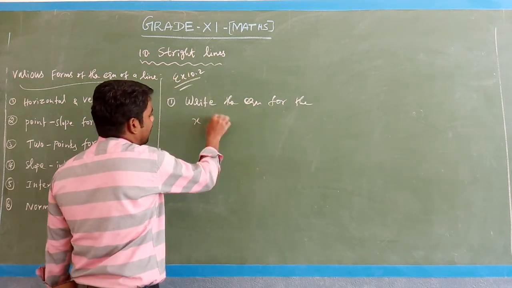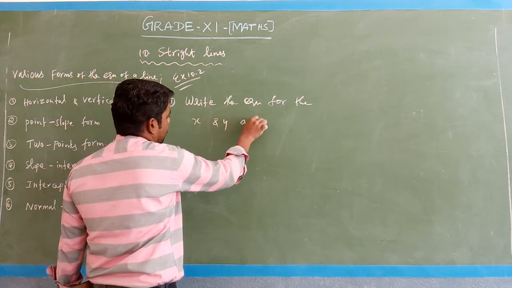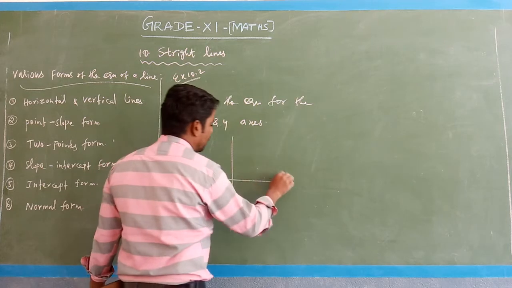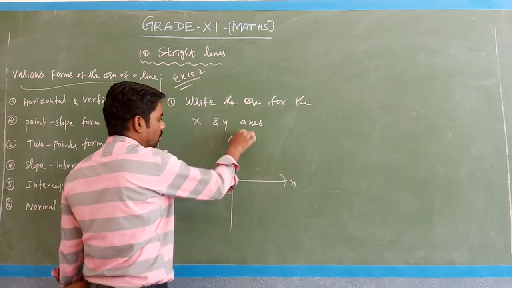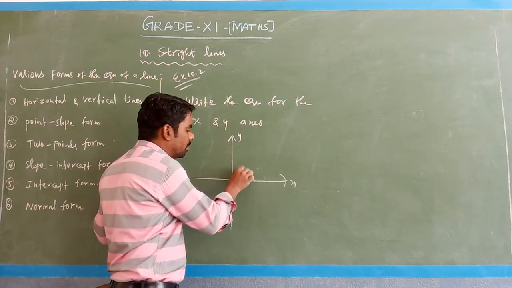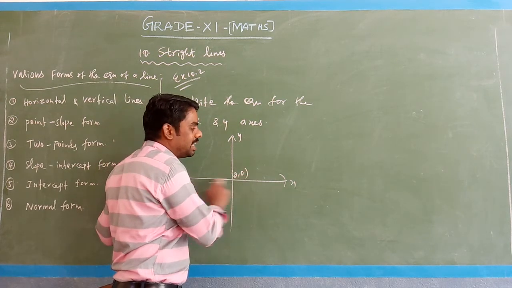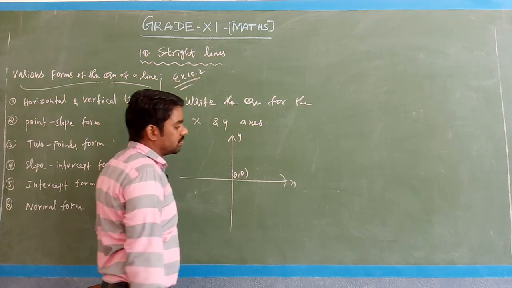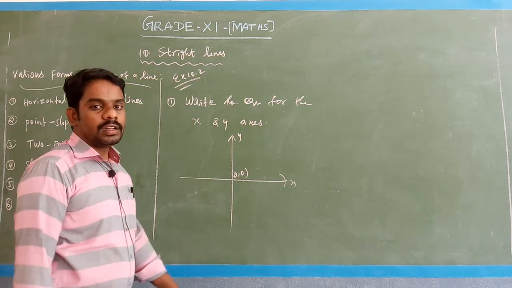X axis and y axis. Okay. The equation of the x axis. See here, this is x, this is y. This is the origin, 0 comma 0. This line, the x axis, passes through 0 comma 0.